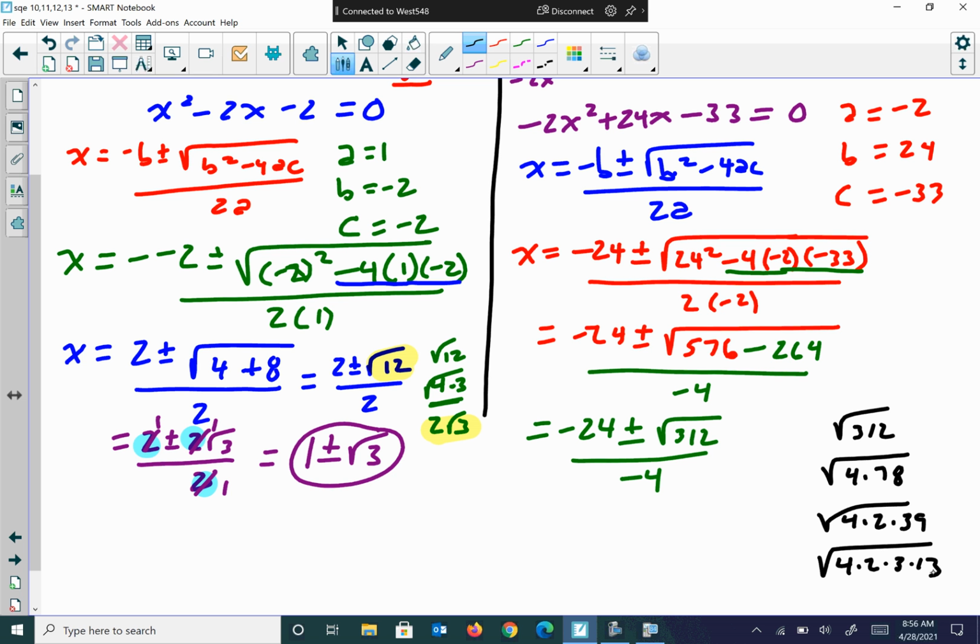Square root of 4 is what? 2. So this is going to give me negative 24 plus or minus 2 square root 78. Agree?